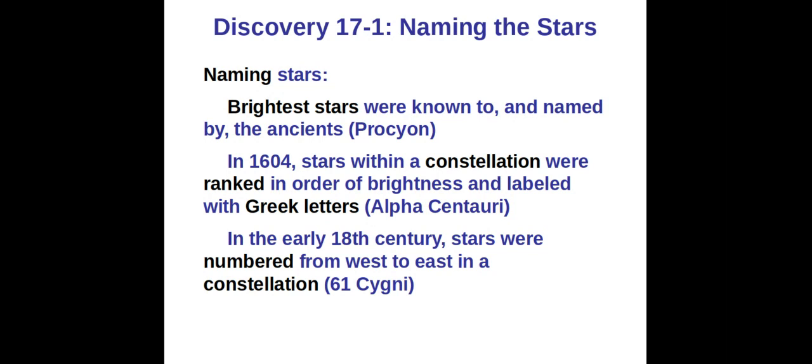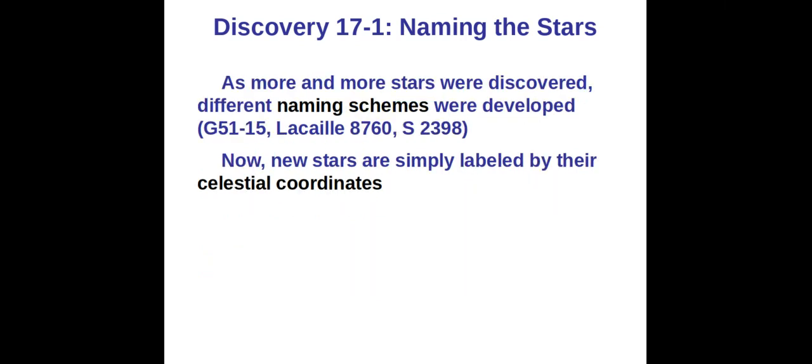As far as naming stars goes, we started off naming the brightest stars, and Procyon is an example of that. Starting in 1604, stars within a constellation were ranked in order of brightness. So, like Alpha Centauri, Alpha would have been the brightest star in the Centauri constellation. In the early 18th century, stars were numbered west to east in a constellation. Example of that would be 61 Cygni. Then, as more and more stars were discovered, we had to come up with more and more different naming schemes. Now we basically just label them by their celestial coordinates.